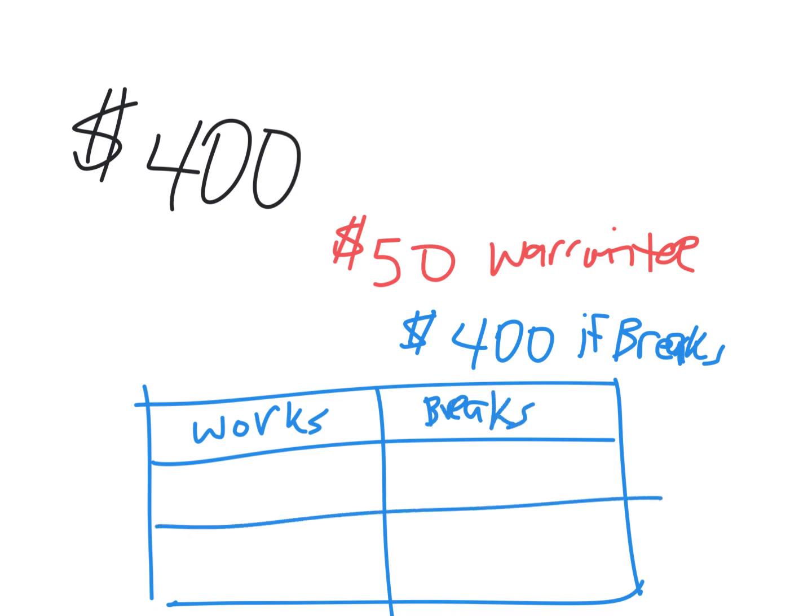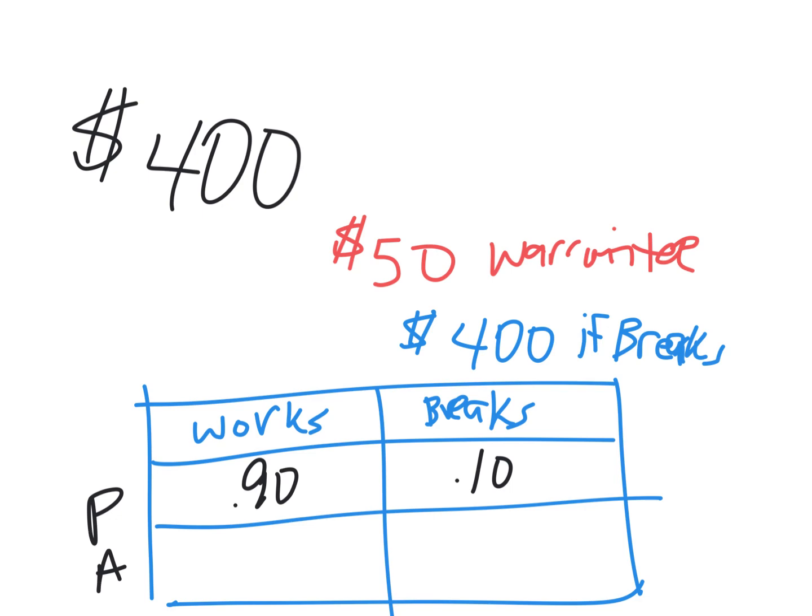And you do the probability, which I haven't told you yet, and this is the amount you get. Probability that it works: in the real world, only about 10% or less of items ever break. 90% of the time they work. So I'm going to go 0.90 for works and 0.10 for breaks. 10% chance it's going to break.